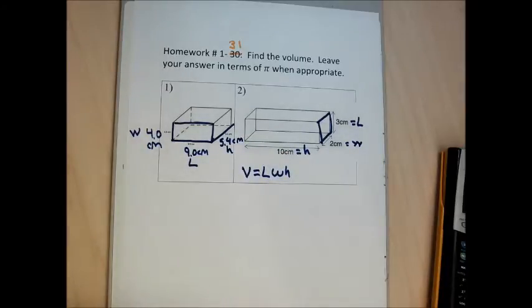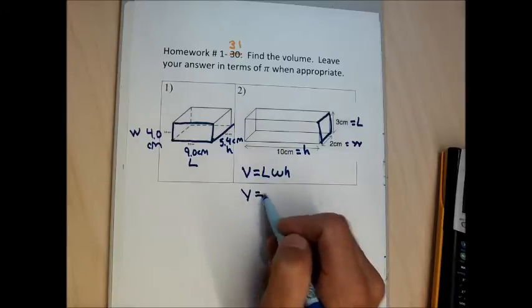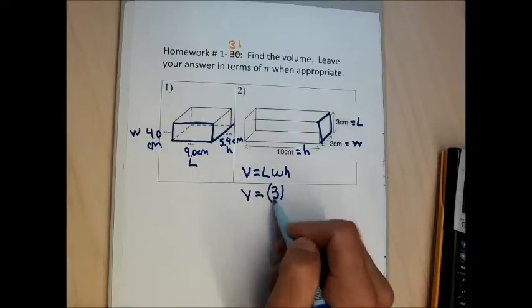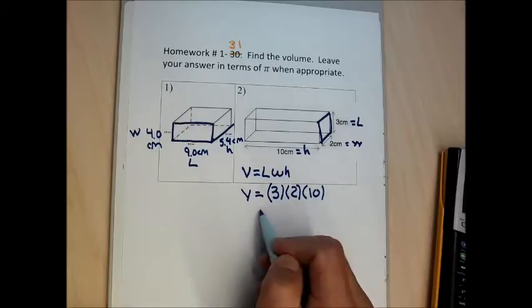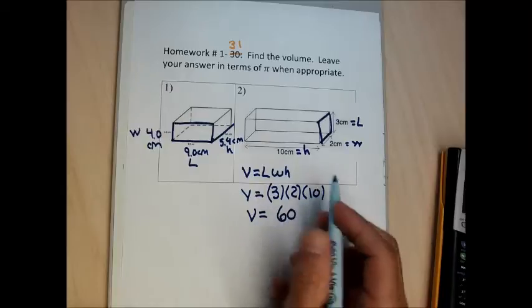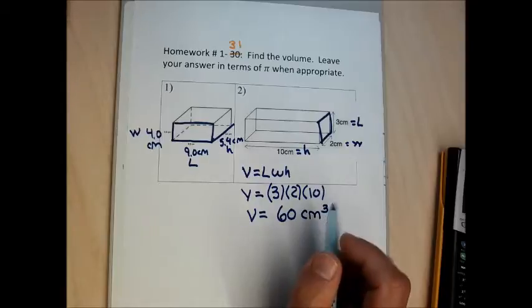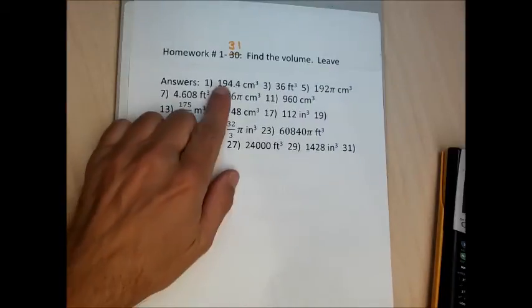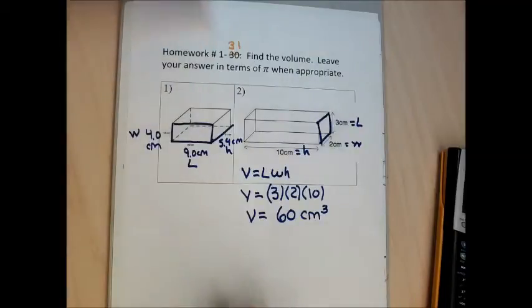Ultimately, when you're finding the volume of a rectangular prism, you're just multiplying the three different lengths together. So for me, I'm going to go length, which is 3 centimeters, times width, which is 2 centimeters, times height, which is 10 centimeters. The number is going to be 60. My units is going to be cubic centimeters. That would be the answer to problem 2. For your number 1, I left the answer in a decimal because all the numbers were given as decimals anyways.